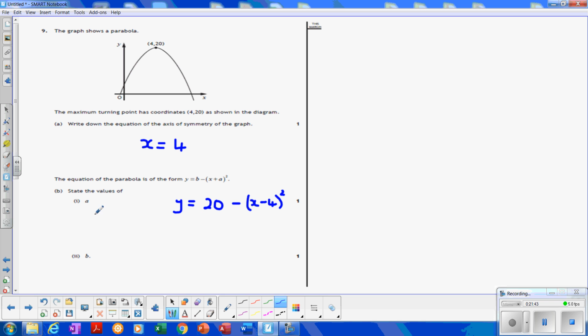Now we're asked to state the values of a and b. So a is just the number in this bracket. The number in the bracket is minus 4, so a equals minus 4. Don't be put off because it says plus a, it just means what's that number that's there. So that number is minus 4, and b is this number here. So b is equal to 20.